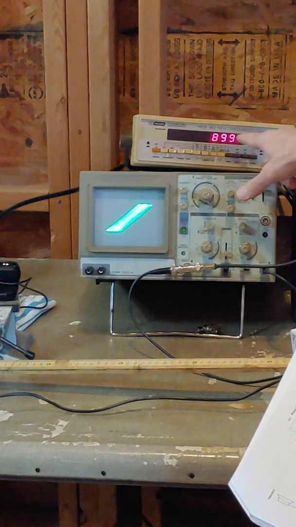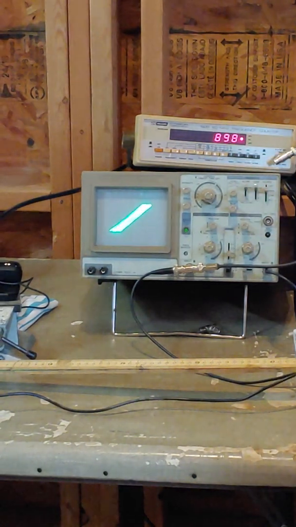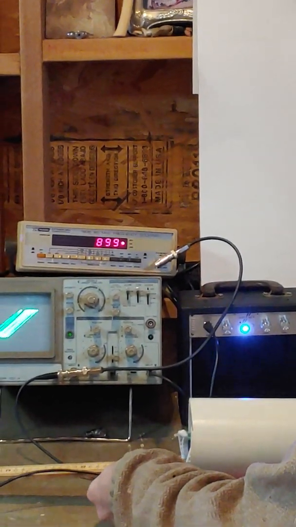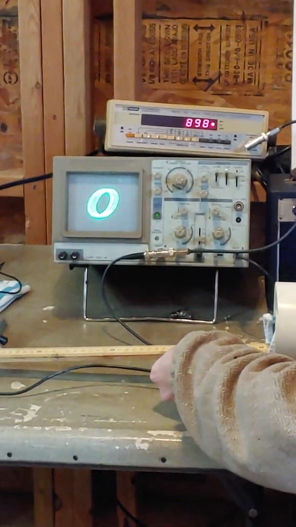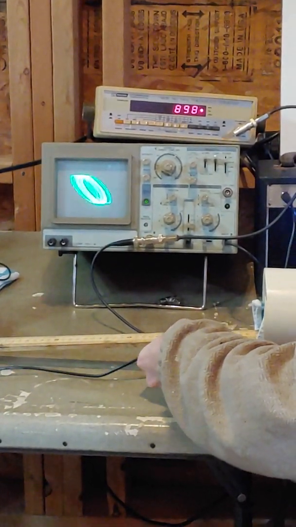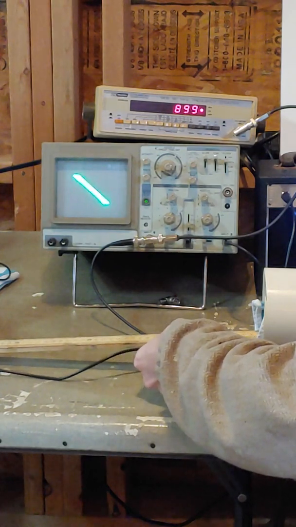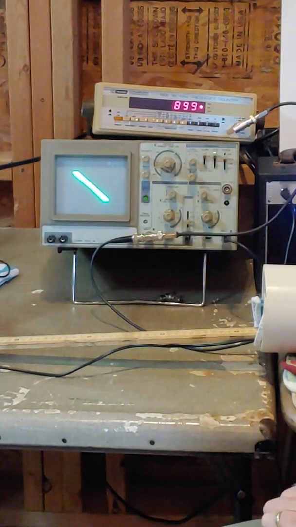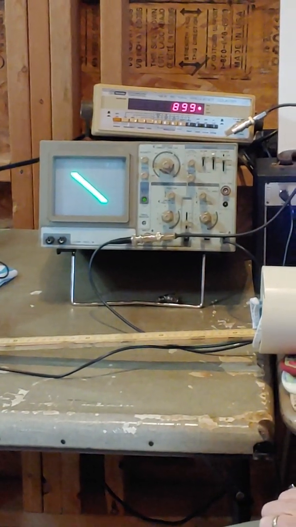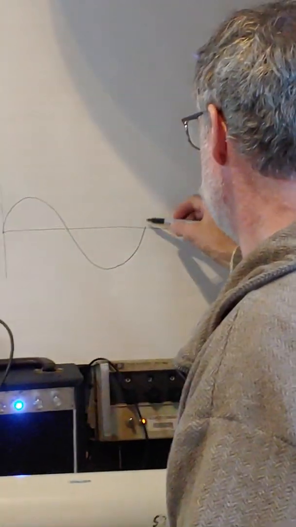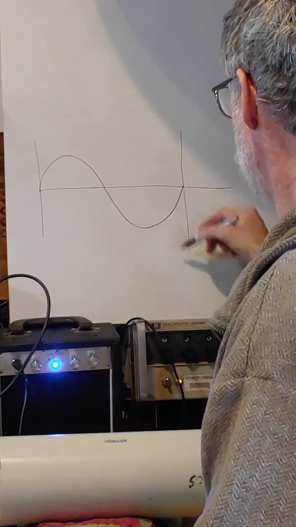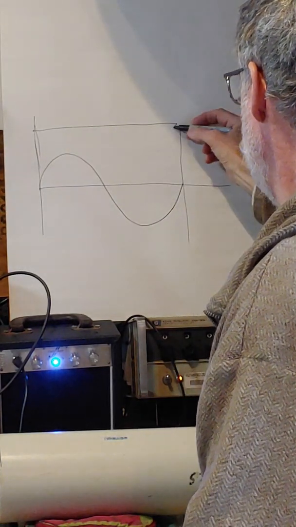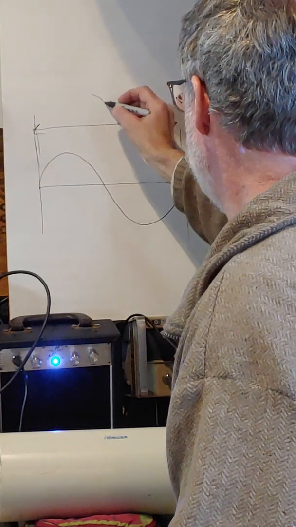So this is almost 900 hertz, 899. And when I go from here, there's 90 degrees out of phase. That's a half a wavelength. So the idea is, from here to here, that's a full wavelength.